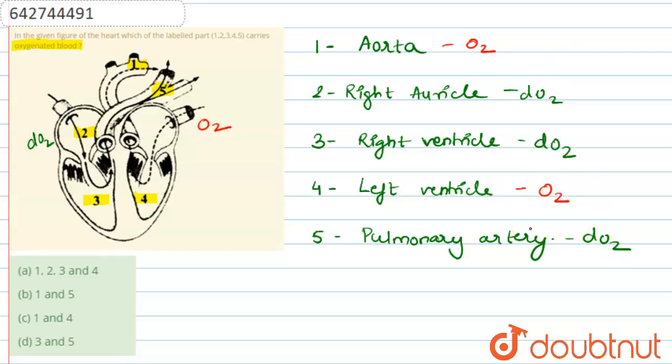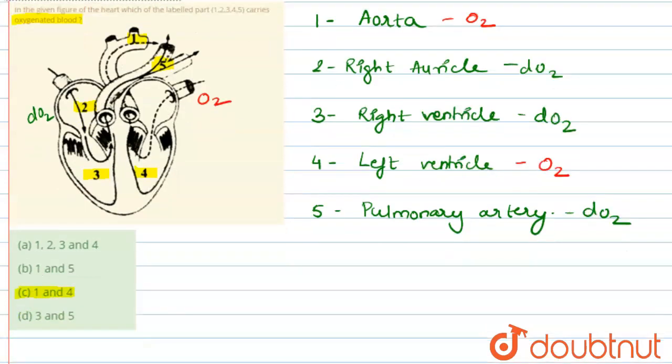So the first and fourth parts labeled in this diagram carry oxygenated blood. Accordingly, the correct answer would be option C, 1 and 4. So let us write it down over here.